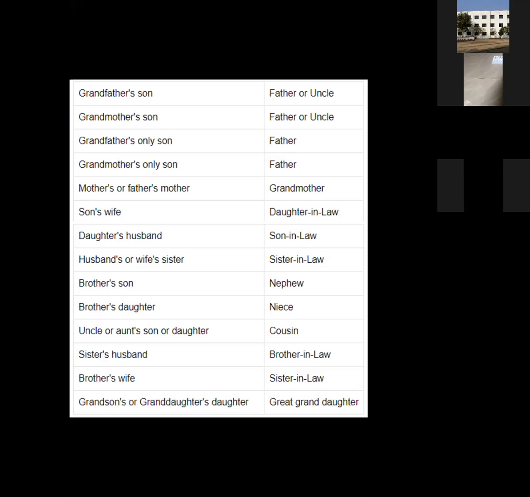And sometimes you can have a grandson's or grandfather's daughter, which is called great granddaughter. So this is the fourth generation. Great granddaughter or great grandson is known as the fourth generation. That should always be kept in mind. It is very necessary. I hope you must have taken a screenshot of this.